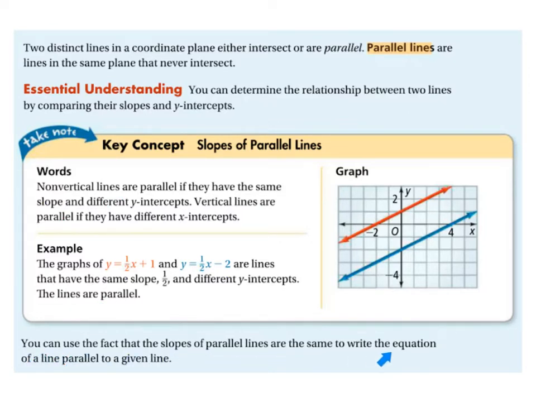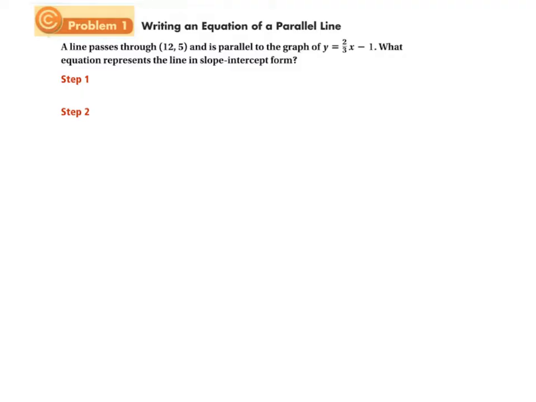You can use the fact that slopes of parallel lines are the same to write an equation of a line parallel to a given line. So if I said, here's the equation for this line, our line is parallel to it and runs through -2 on the y-axis, we'd know we'd be using the same slope because these are parallel. Okay, let's actually apply this. So a line passes through this point, (12, 5), and it is parallel to this line. What equation represents the line in slope-intercept form? Okay, so we've got the slope. Since it's parallel, we're going to use the same slope. And we know an x and y coordinate.